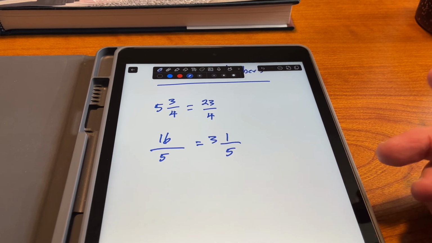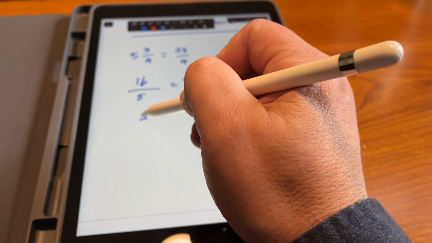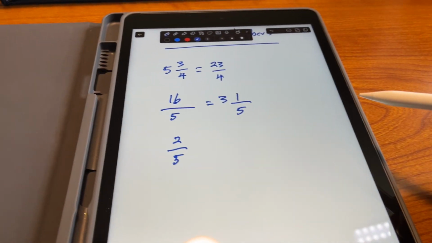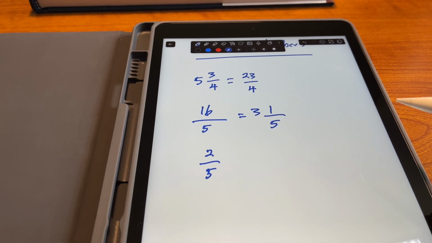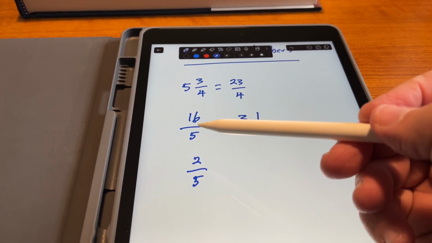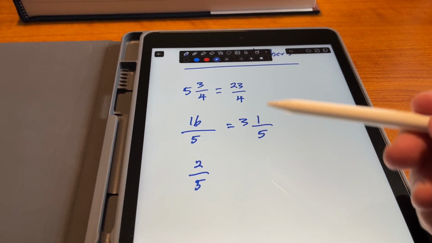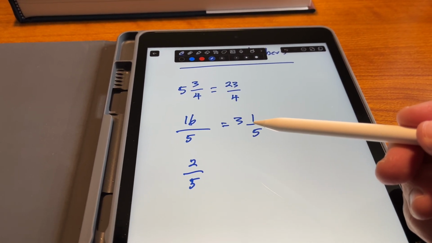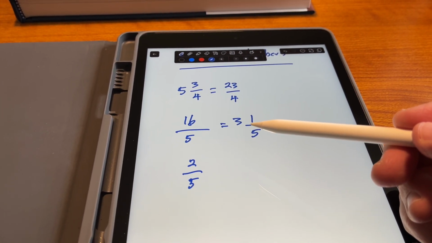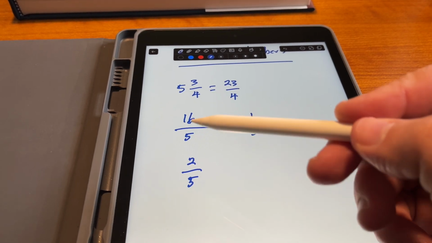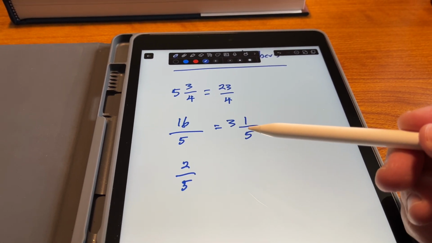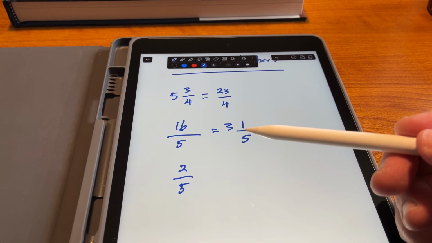So we have fractions, which would look like 2/5. Then we have perhaps what people would call improper fractions, where the bigger number's on top. And then we have mixed numerals or mixed numbers that look like this. So fractions, improper fractions, and mixed numbers or mixed numerals, if you will.